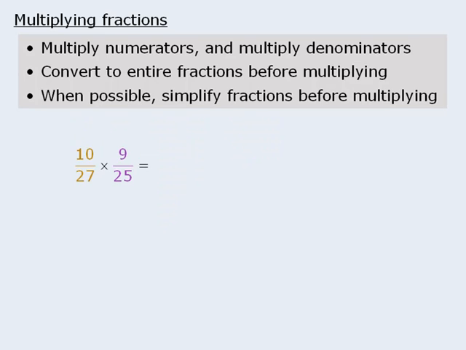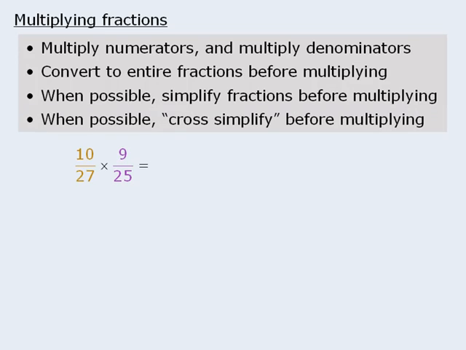Okay, what about this one? Here, both of our fractions are already written in lowest terms, so we cannot simplify them any further. However, before we multiply these two fractions, we can make our work a lot easier if we cross-simplify the fractions first. Here's how cross-simplifying works.